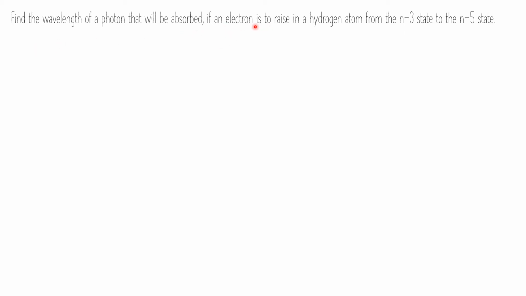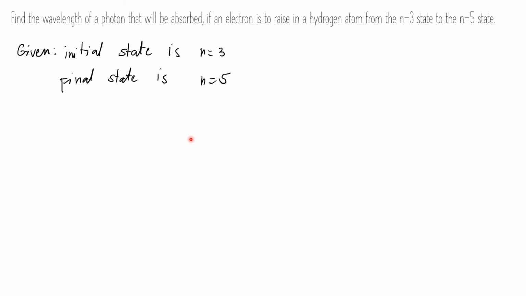For our second sample problem, we need to find the wavelength of a photon that will be absorbed if an electron in a hydrogen atom is raised from the n is equal to 3 state to the n is equal to 5 state. So the given here is the initial state n is equal to 3, and the final state is n is equal to 5. So we need to find the wavelength lambda.